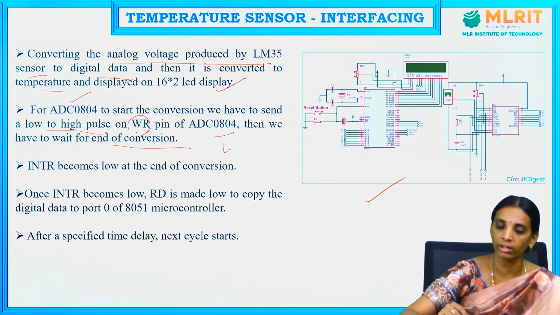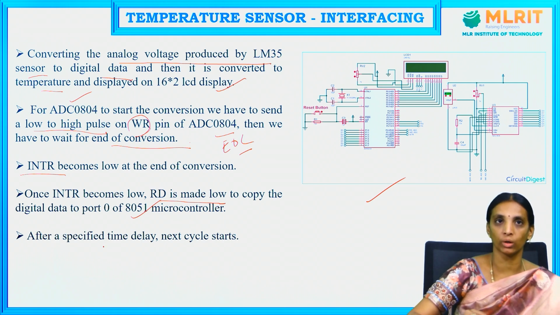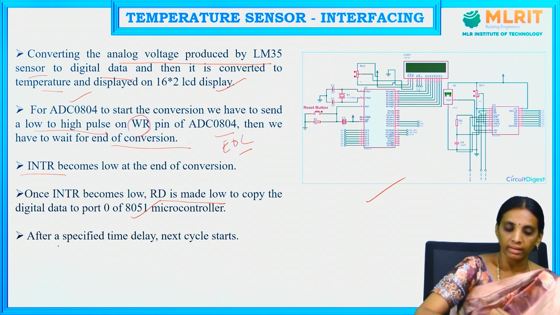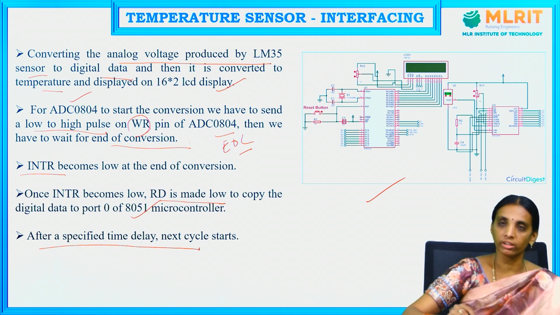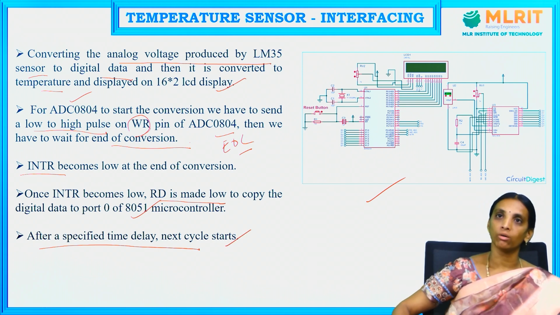Whenever the end of conversion signal is received, the INTR becomes low, and whenever it is low, the read pin should be made low to copy the digital data in the ADC to the 8051 microcontroller. After completion of one conversion, another cycle will be started. So this is the process of interfacing the temperature sensor to our microcontroller.